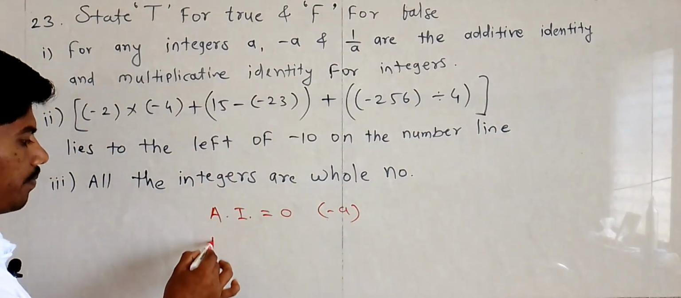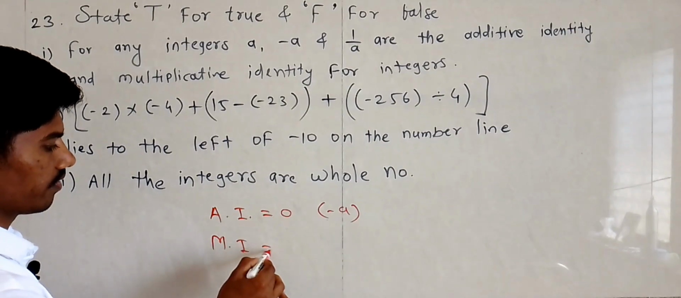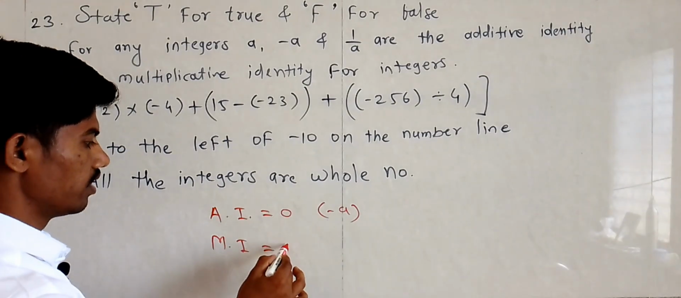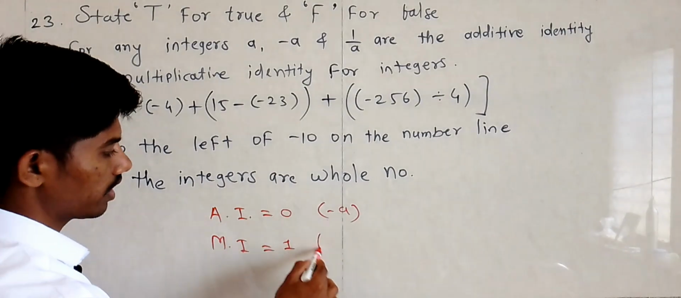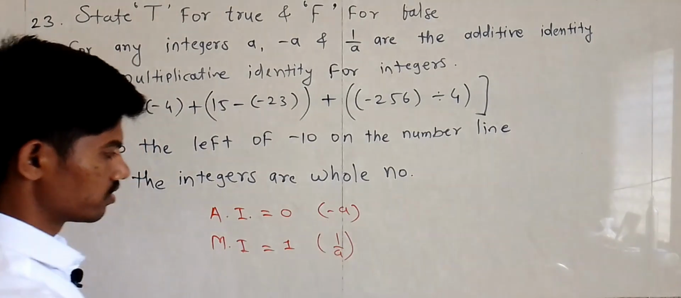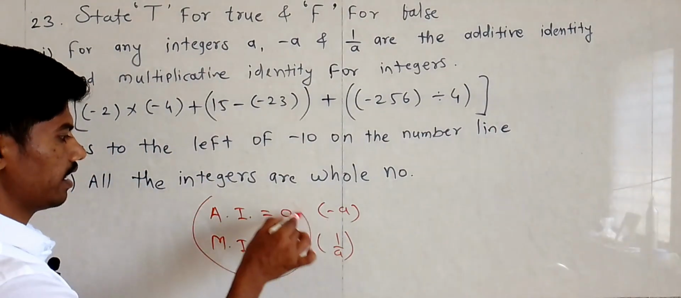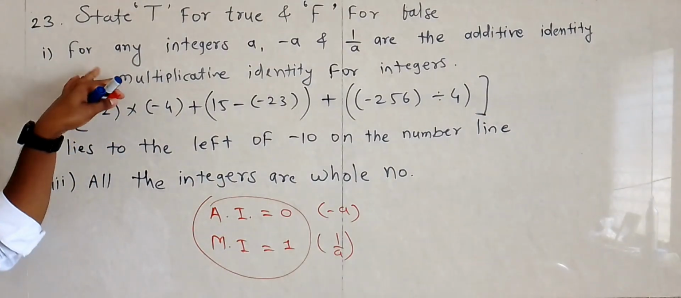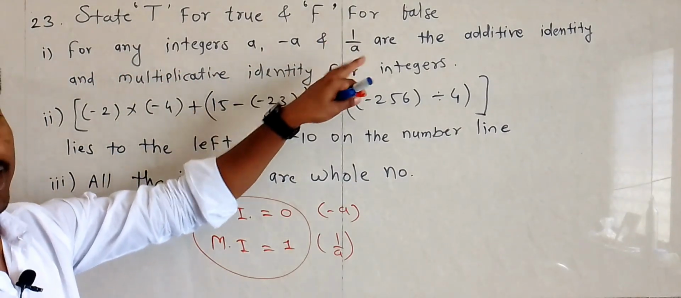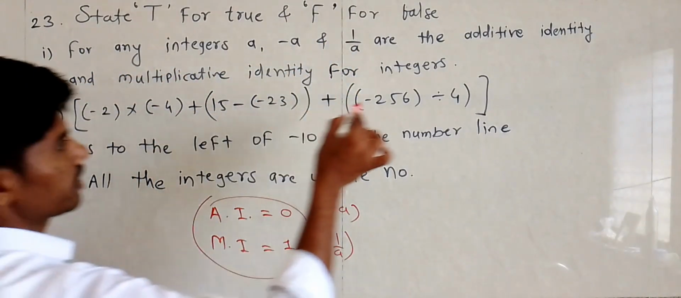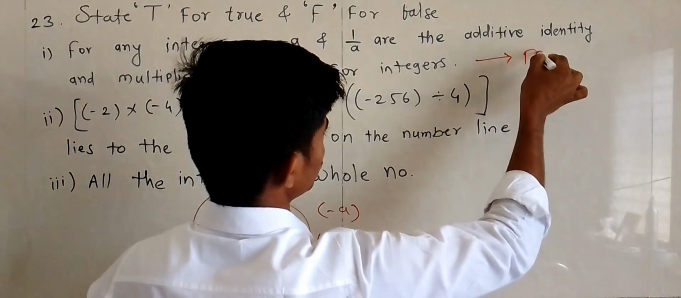Next one, that is the multiplicative identity. The multiplicative identity for the integers is just only 1, not 1 by a. So these two are identities related to the integers. But the statement is saying minus a and 1 by a. So this one is false. So we can mention this one is false.